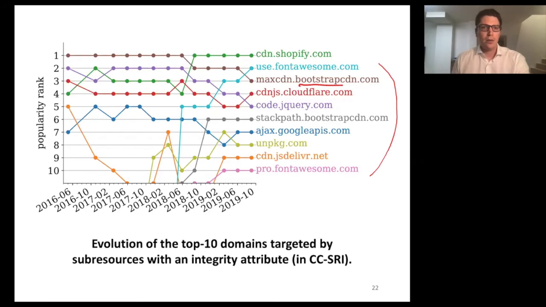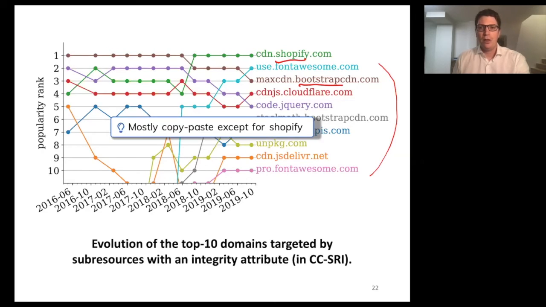And here, what's also interesting to notice is the case of Shopify, which is the first result, and which corresponds to a hosted platform to build e-commerce websites. And in their case, they probably make use of automation to add integrity attributes, which shows that it is possible to do that at a very large scale. But in general, people are more using copy-paste and snippets from CDNs.